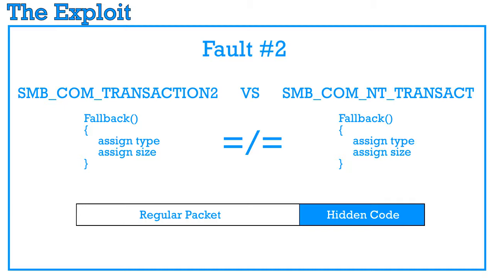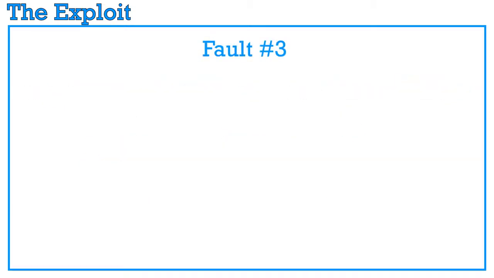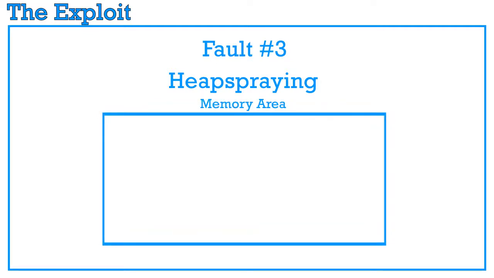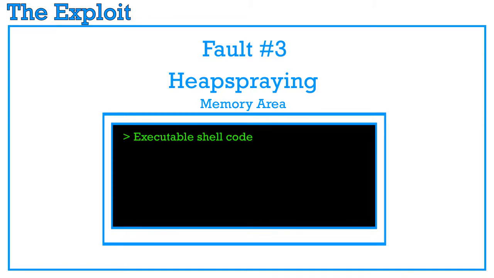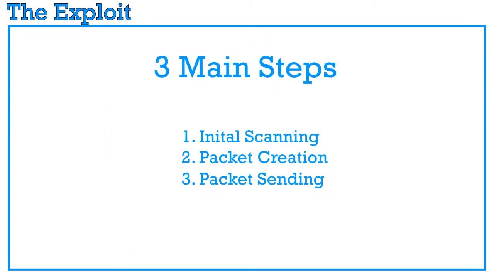Now that the packet is made, it relies on one more bug in order to run the code hidden within the malformed packet. The third and final fault allows for heap spraying, which means that the attackers can allocate memory at a specific address, and from there, execute shellcode to take control of the system. There are three main steps needed to run the EternalBlue exploit and gain access to a victim network.